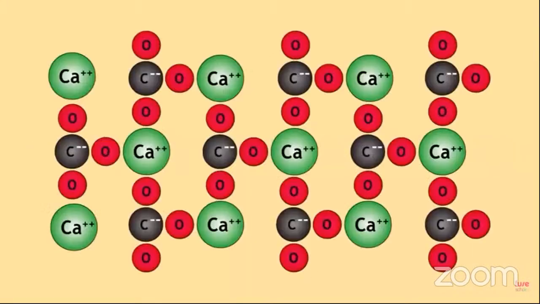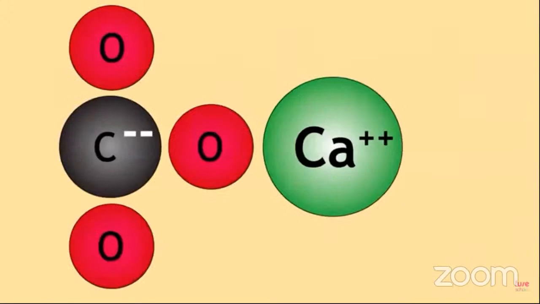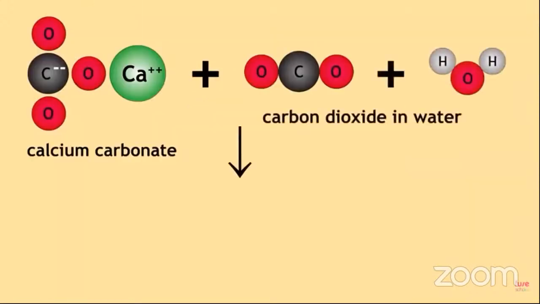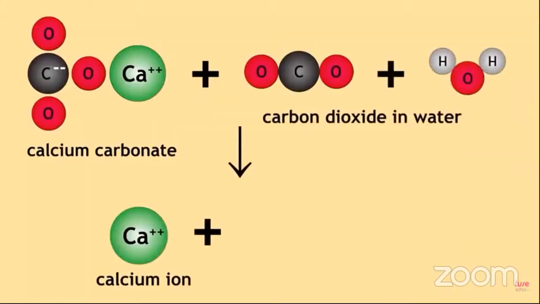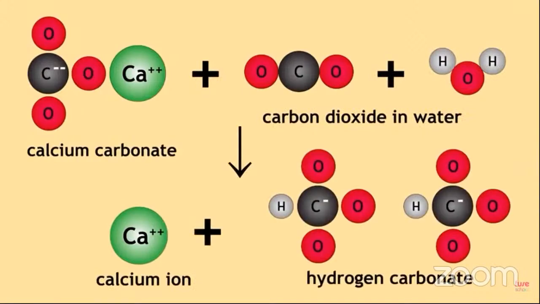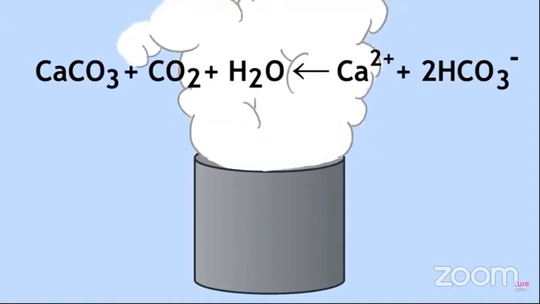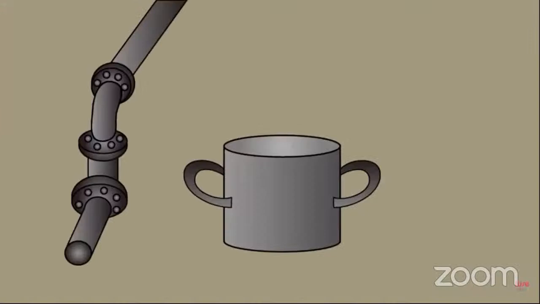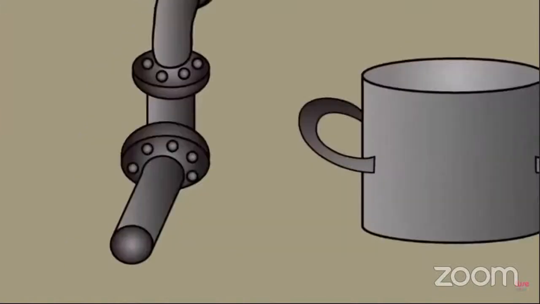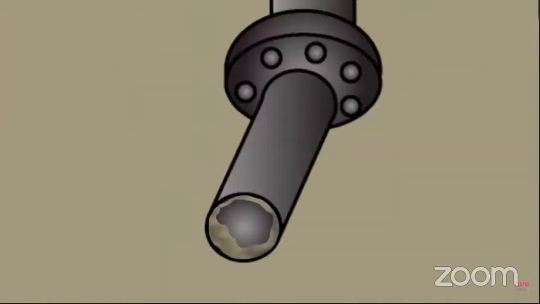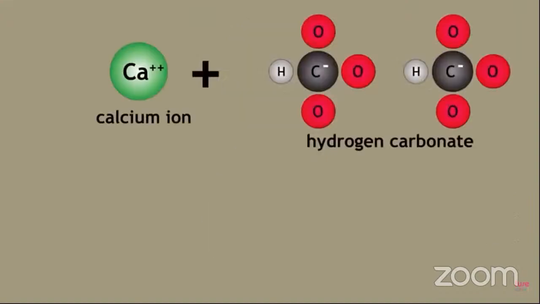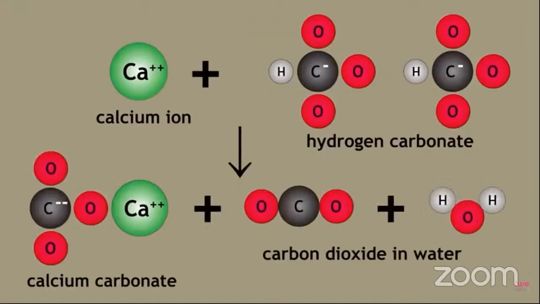Calcium carbonate reacts with the carbon dioxide in the rain to form soluble calcium hydrogen carbonate. This form of hardness is called temporary hardness because boiling reverses the reaction and the hardness is removed. But the limestone will deposit in your pipes, on the cooking utensils, or in your kettle, forming something we call lime scale. And this is also how stalactites are formed in those big caves.